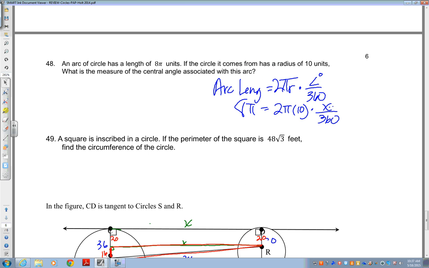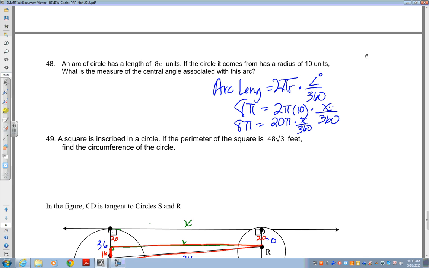Any questions on, well, 48? You have to work backwards on 48. We did this like in 11.3. It's been a while. All right, so basically, you can take the arc length, which is equal to 2 pi r times the angle divided by 360. The angle is what we're trying to find. But I know the radius is 10, so I can plug that in, which gives me 8 pi is equal to 20 pi times x over 360.